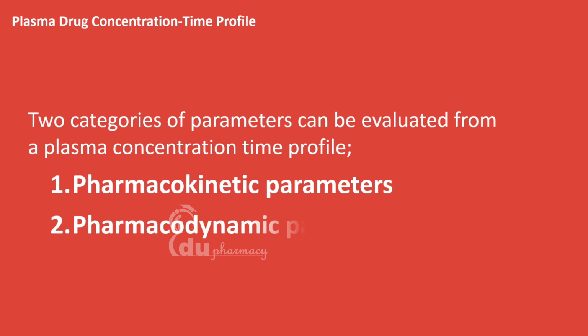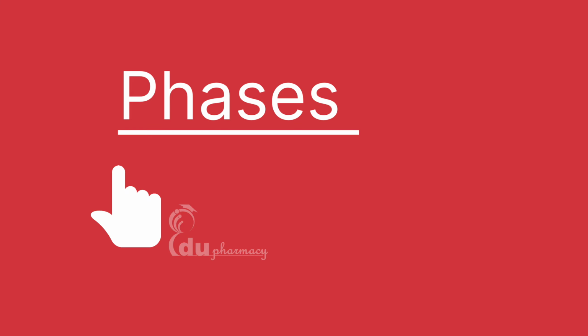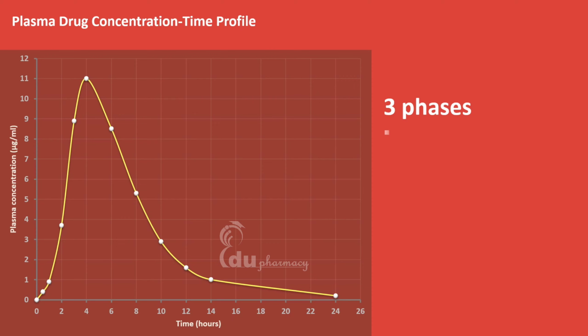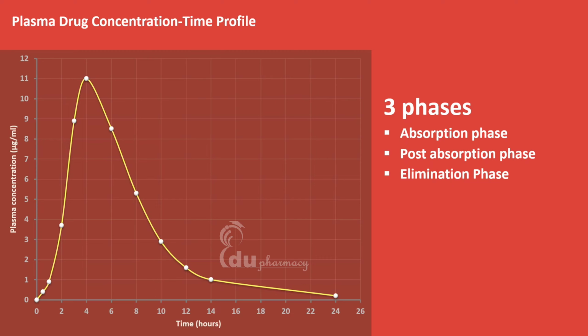Let's start with the key phases of the plasma drug concentration time profile. This profile consists of three major phases: the absorption phase, the post-absorption phase, and the elimination phase. Let's examine each of them in detail.